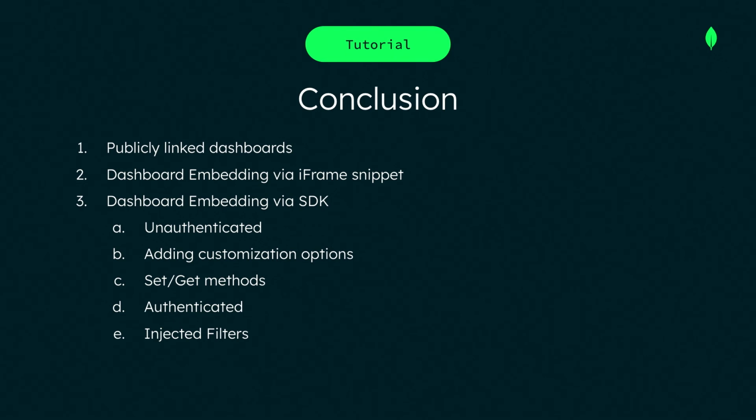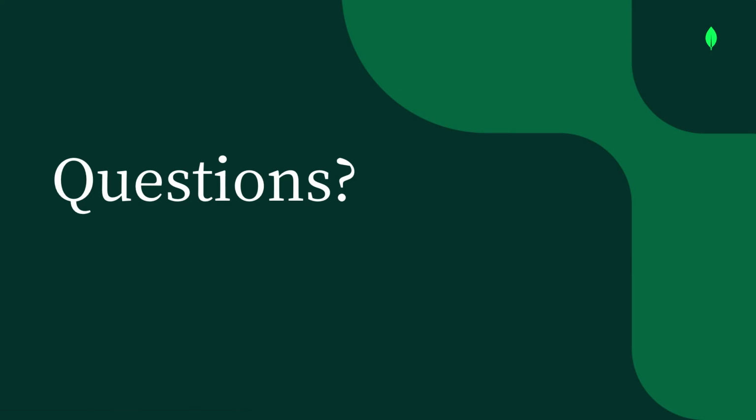We first went through the unauthenticated methods. We utilized the set and get methods, such as set theme and set filter. We then went through the authenticated methods so that we could only allow authenticated users to access that dashboard. And lastly, we used injected filters to filter each chart based on the logged in user. So that's it for the presentation. Are there any other questions you'd like to ask?